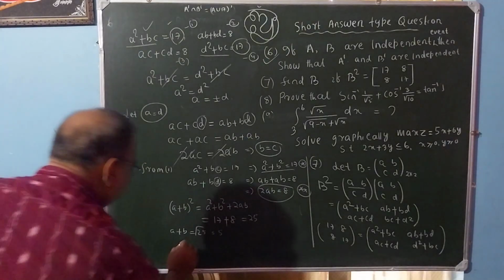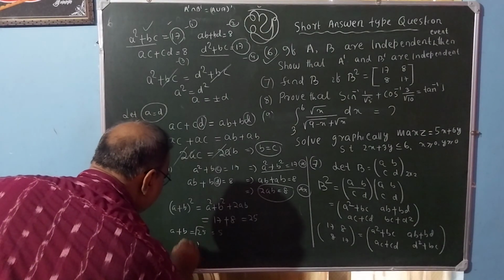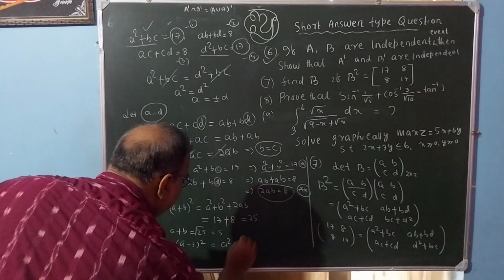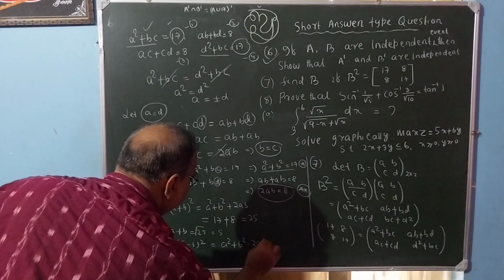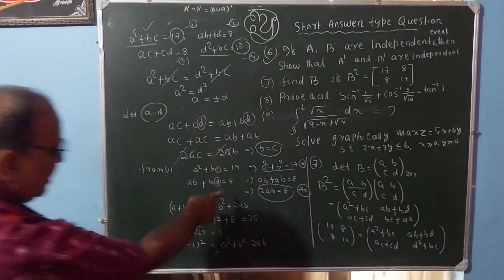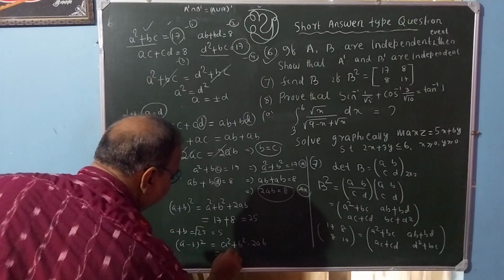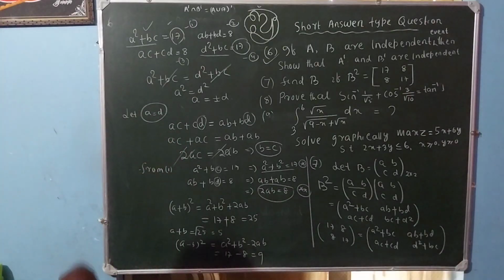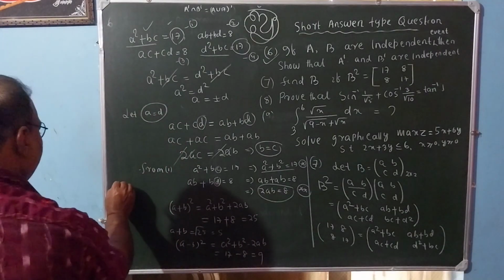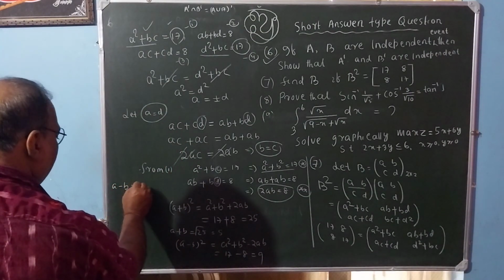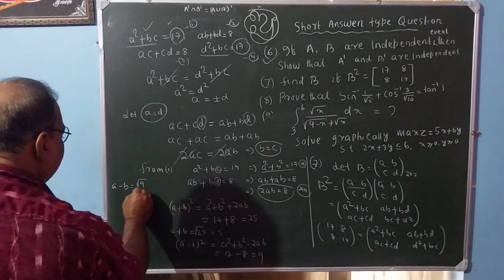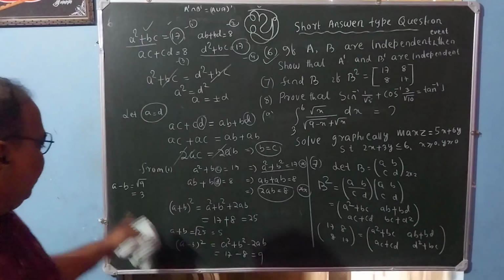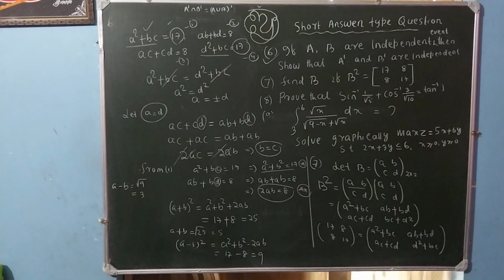Now A minus B whole square is equal to A square plus B square minus 2AB. A square plus B square is given 17, here it is minus 8, that is 9. So what is the value of A minus B? Write down: A minus B is equal to root over 9, that is 3. Okay, A plus B is equal to 5. A minus B is coming out 3.